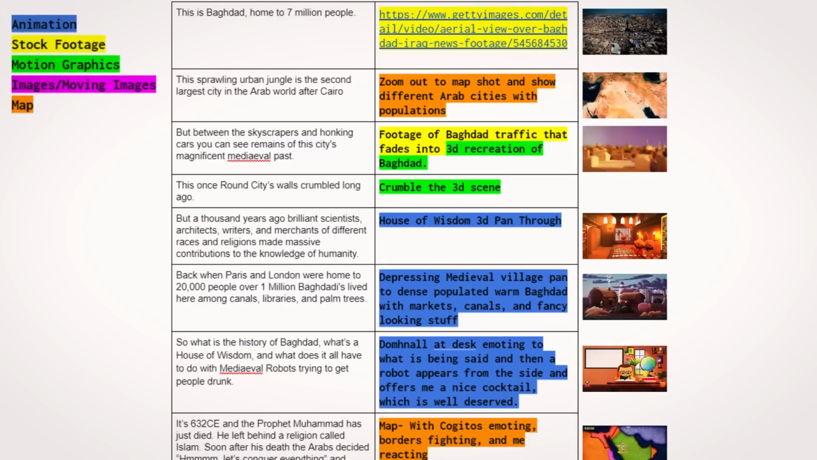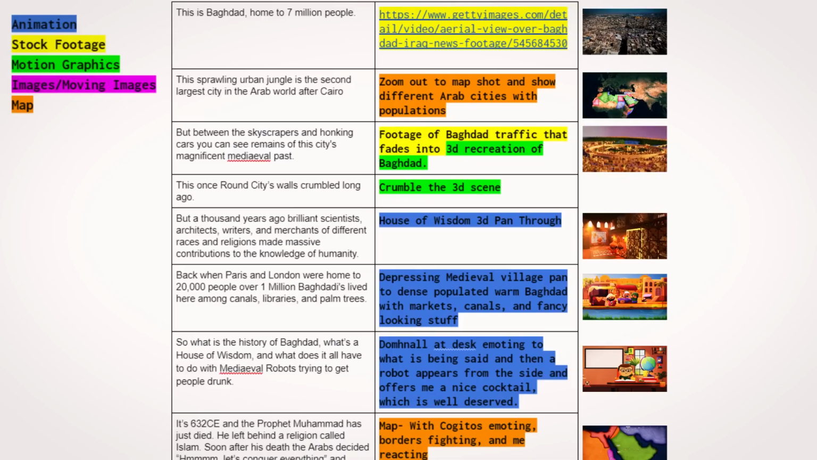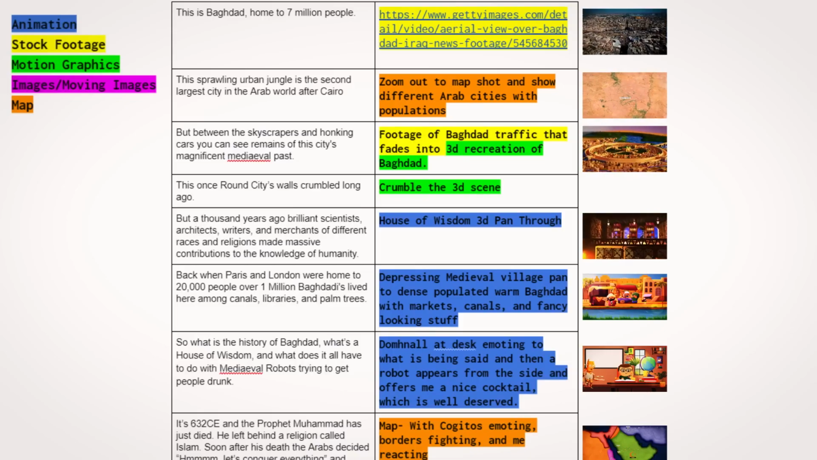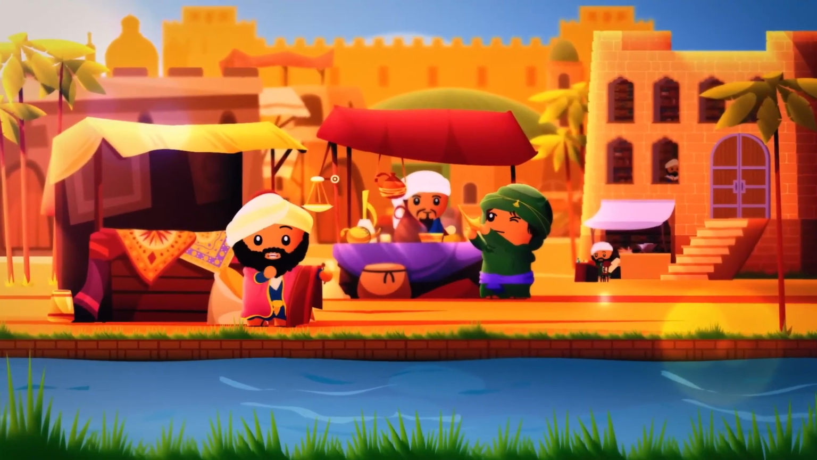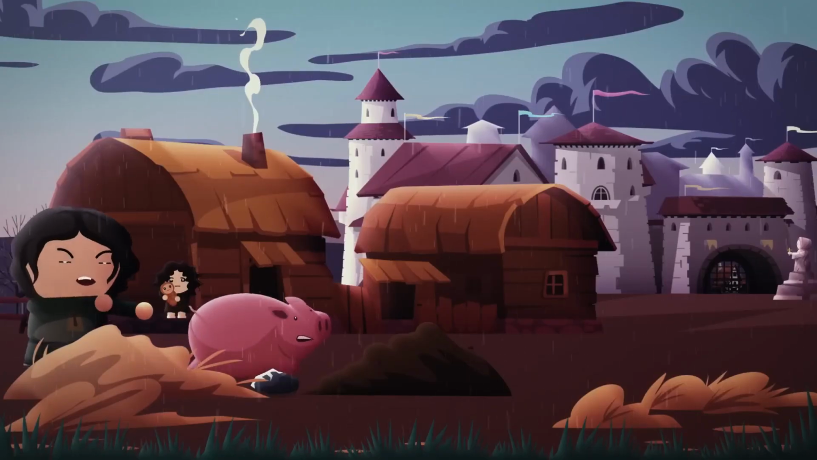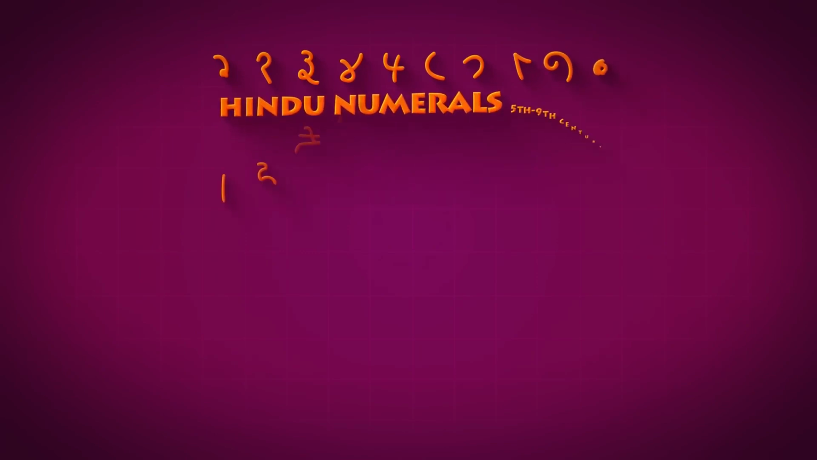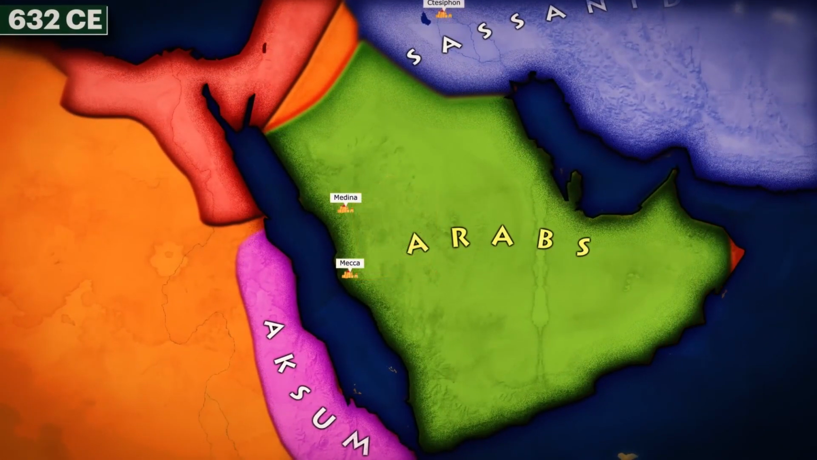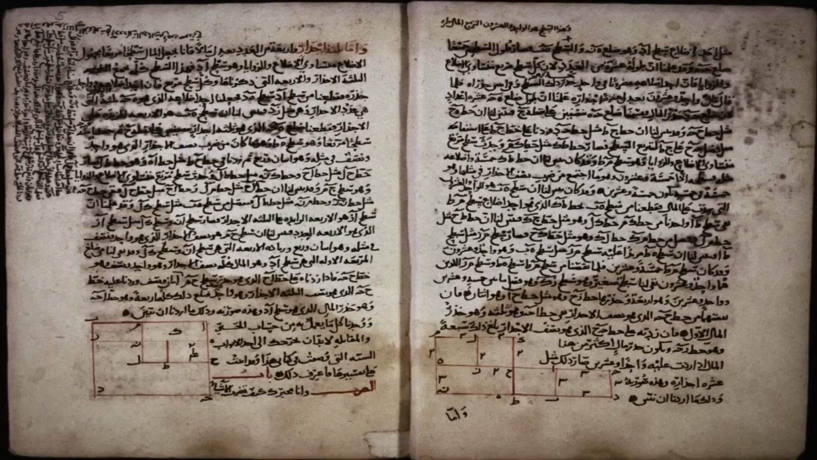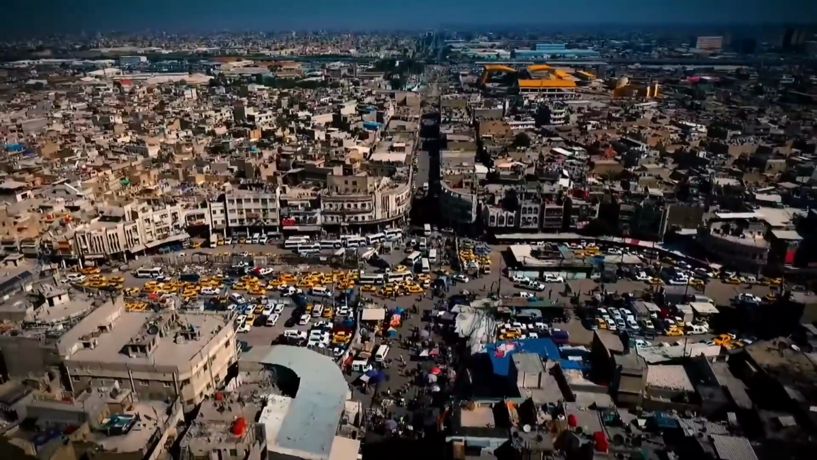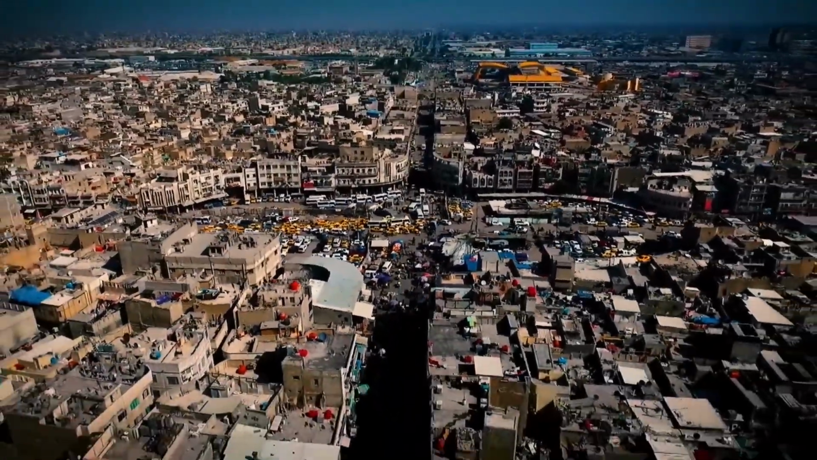I color highlight everything to make it easier and so I can see if there's too much of one kind of animation. My colors are for: 1. Animation, which is like the traditional kind of 2D scenes with characters. 2. Motion graphics, which is when I animate words, graphs, anything that's not character based. 3. Maps, which is for maps. 4. Images, which is for images. And 5. Stock footage, which is for stock footage.